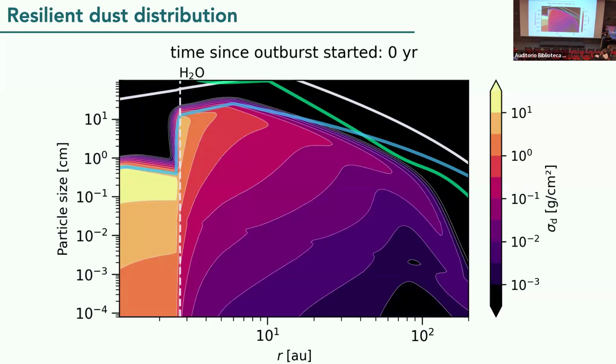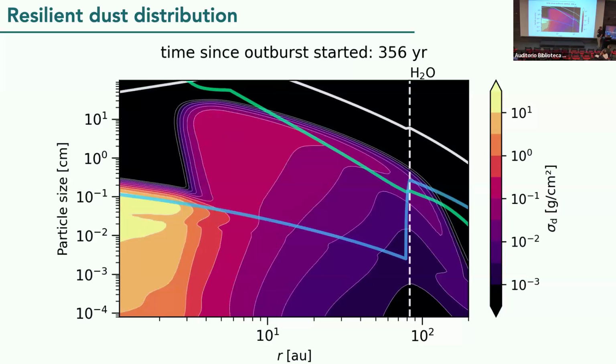So, resilient case, things are surviving. The first thing you will notice when I put this GIF on is that the water snowline will be pushed outward because it's warming up the disk. And you will see the blue line will be shifted down because you are removing the water ice. So things are becoming less resistant to fragmentation. So this is what happens.